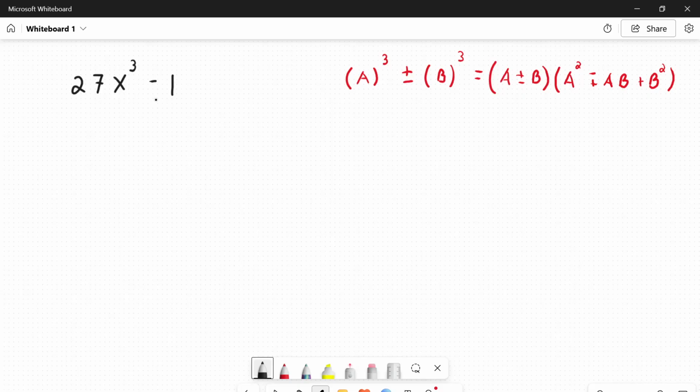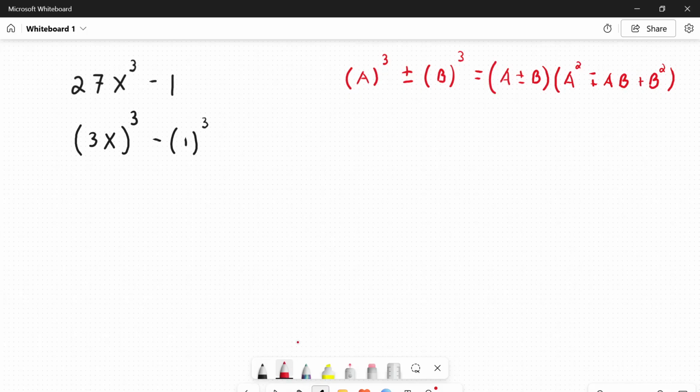So I am going to take a moment to rewrite this binomial before I actually apply the formula. 27 is a perfect cube. 27 is the same thing as 3 cubed because 3 cubed is 3 times 3 times 3. 3 times 3 times 3 is 27. So I'm going to put an x in there as well. So 3 cubed is 27, and then x cubed is, well, x cubed. And then we have minus 1, and 1 is already a perfect cube. It's 1 times 1 times 1.